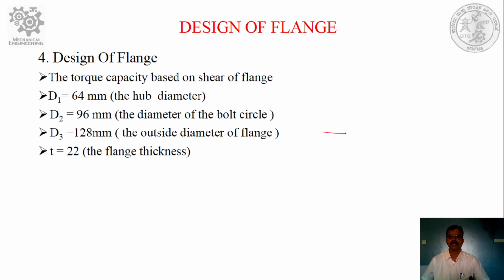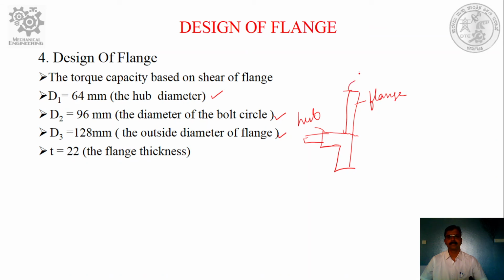For example, this is the flange, this is the hub, and this one is the flange. Now this is the shaft. We have the key, that is shaft. It may fail at this junction. Now here the dimensions are, hub diameter D1 is 64 millimeter, D2 is 96 millimeter, and this is 128 millimeter. That is D3, the outer diameter of the flange.